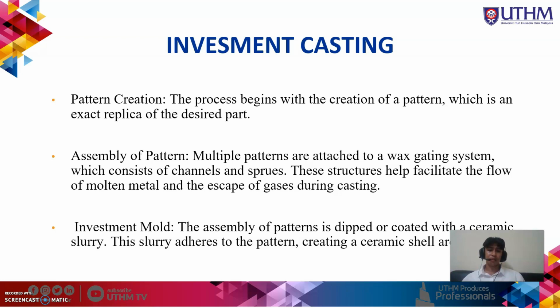Next, assembly of pattern. Multiple patterns are attached to a wax gating system, which consists of channels and sprues. The structures help facilitate the flow of the molten metal and the escape of gases during casting. And next is the investment mold. The assembly of pattern is dipped and coated with the ceramic slurry. The slurry adheres to the pattern, creating a ceramic shell around it.